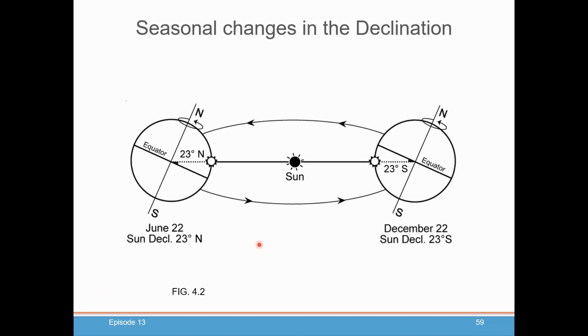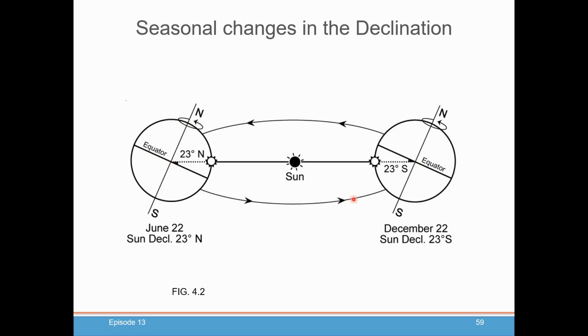Before we get to that, let's just go over what we mean by declination. Why does the declination of the sun change? Well, as the Earth goes around the sun, from the Earth's point of view, it looks like the sun is going up and down on the Earth. But what's really happening is because of the tilt of the poles of the Earth, they're not exactly straight up and down, they're tilted.